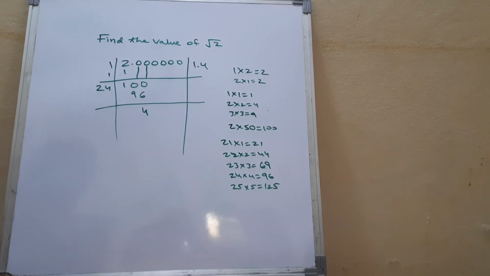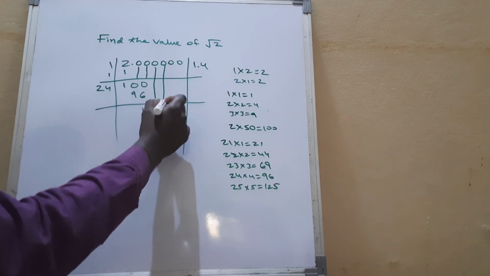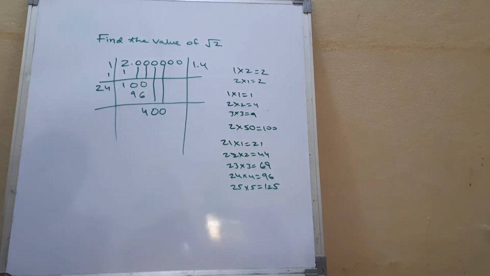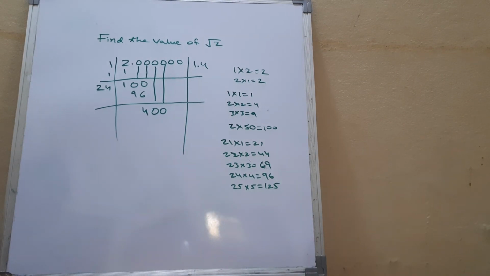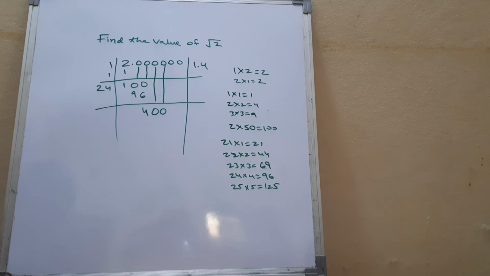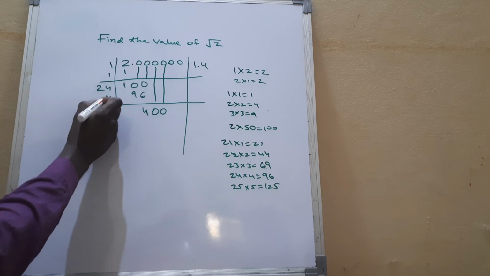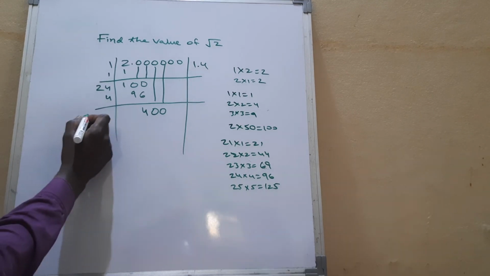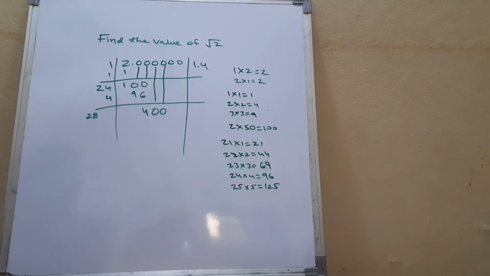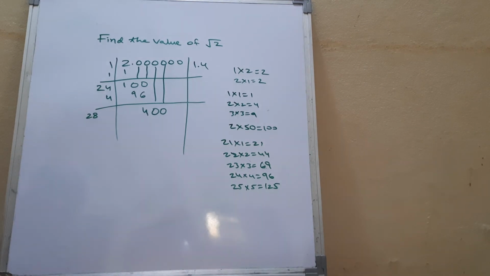Now we take the next two zeros. Here 24 is present. Now we add 4 to 4, so 24 plus 4, 28 comes. Here 28, here 400. What next?